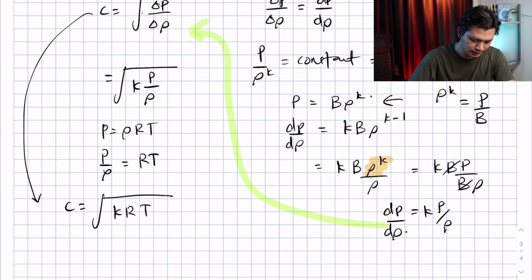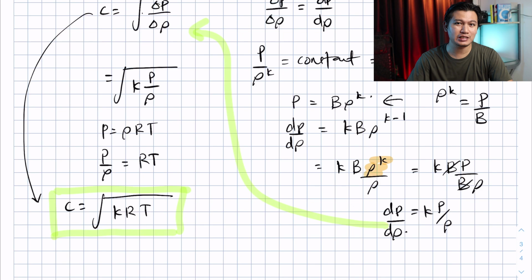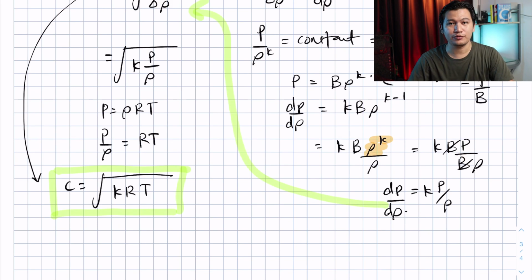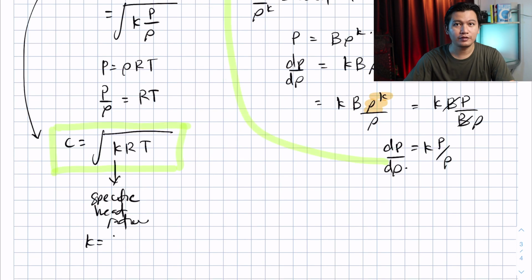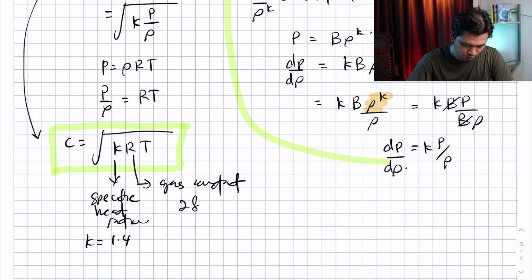So that's it, guys. This is the expression for C, the simplest form of expression that we can find for C. Okay, and let's figure out about this equation. So K is specific heat ratio. And for air, K is usually equal to 1.4. And R, as usual, is gas constant. Okay, and the value is normally 287 joule per kilogram dot Kelvin.